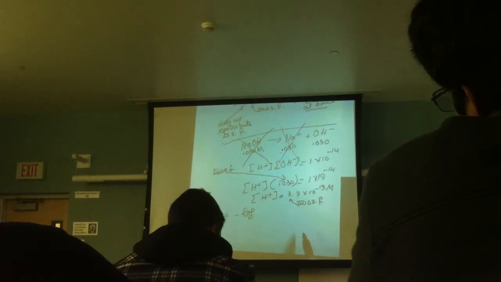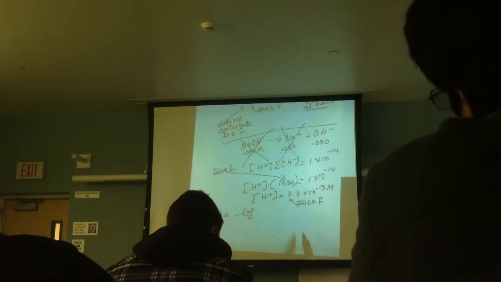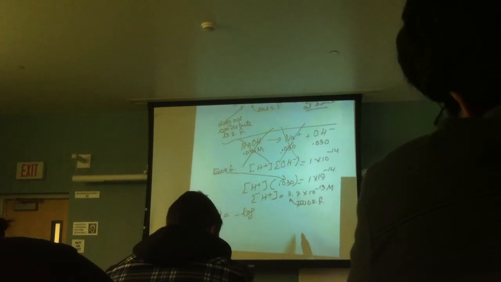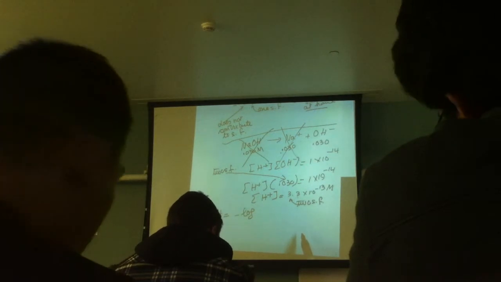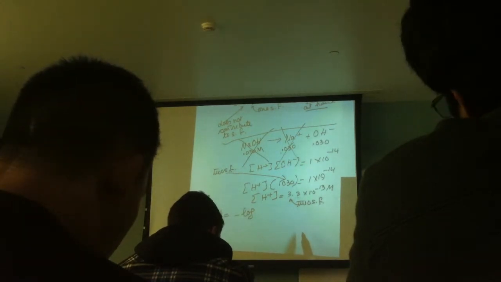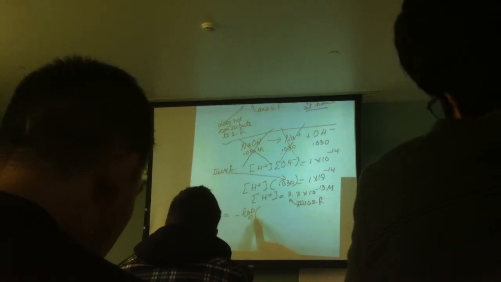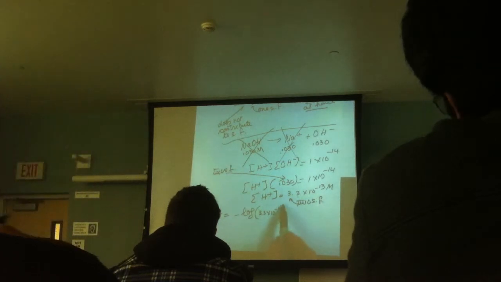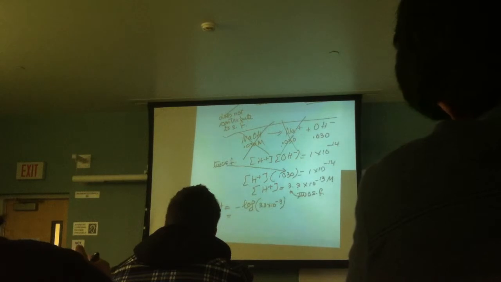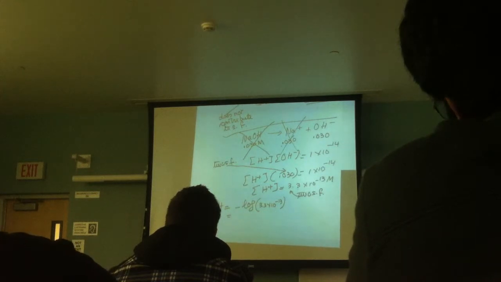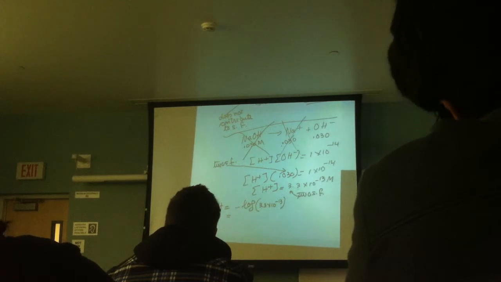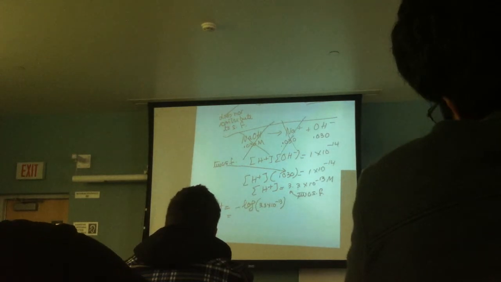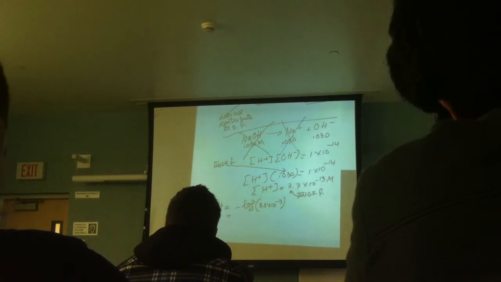I'm waiting for you here. Confirm those numbers. Yes, you got it? Yeah? So now, log the hydrogen ion. 3.3 times 10 to the negative 13. Do not break it into A and B. Use your calculator and find out negative log, open parentheses, 3.3 times 10 to the negative 13.